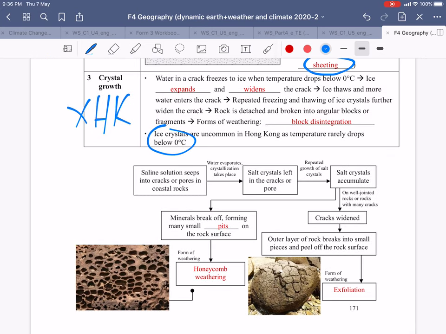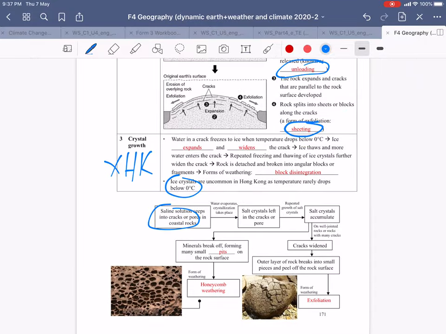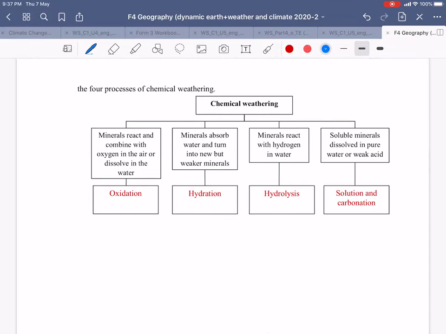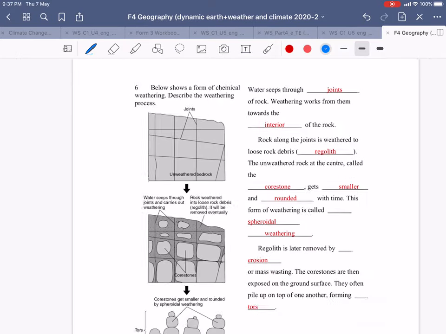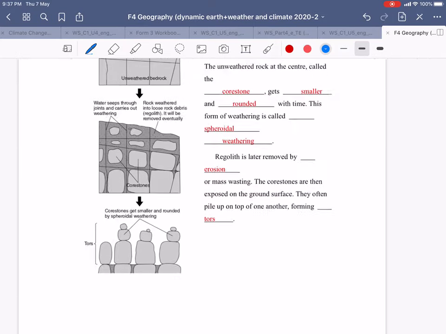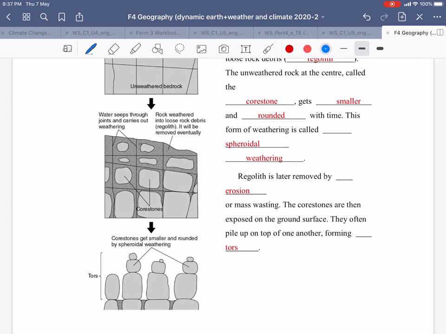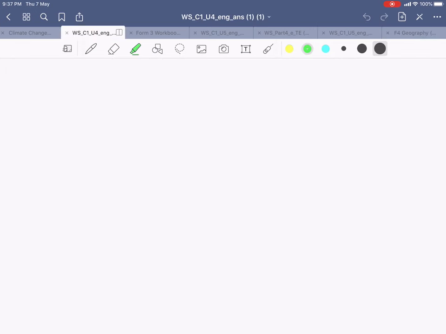And then you can see when the salt solution seeps into the cracks of the coastal rock, the salt crystal is left in the cracks and pores, the salt crystal accumulates, and then minerals peel off, okay? This is called honeycomb weathering, okay? Chemical weathering, mainly these four forms, okay? And then finally it comes to this one. This is called spheroidal weathering, which armor rock is this type, okay?